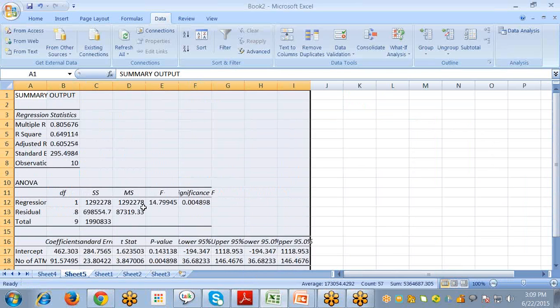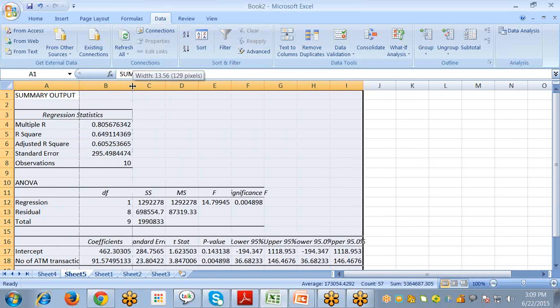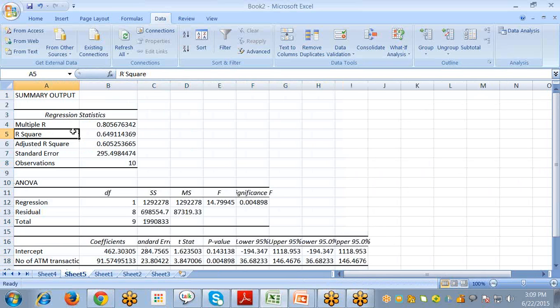So what does this produce? It shows the summary output for the regression data I provided. The first thing shown is the regression statistics. R Square is 0.64. That means you are able to explain about 60% of Y from X. So R Square, the coefficient of determination, tells you that you are able to explain about 60%.